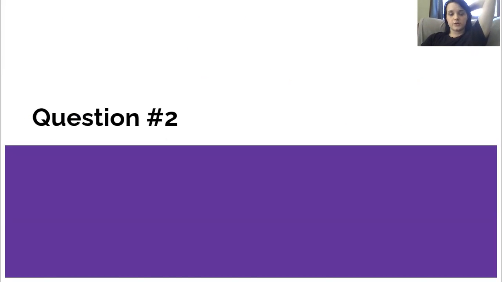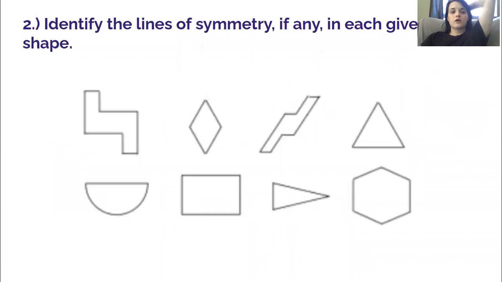Next, for question number 2, we are going to identify the lines of symmetry, if any, in each given shape. So if we look at our first one, we don't see any real lines of symmetry. Here's how we're going to explain lines of symmetry. A line of symmetry is a line put through a shape such that whenever you mirror one side of the shape over the other, they're exactly the same.